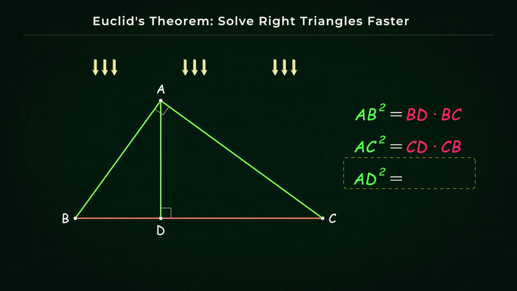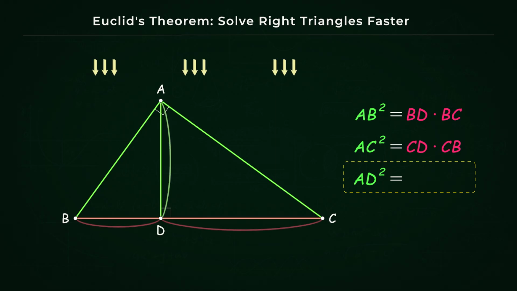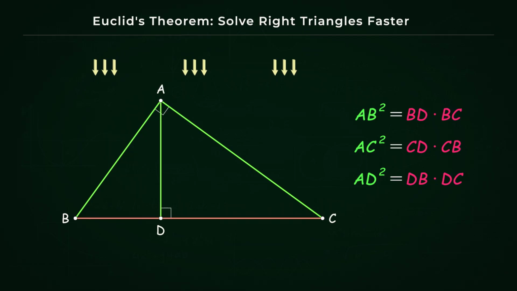Finally, let's look at AD squared. This one is the easiest to remember. AD splits the hypotenuse into 2 parts, and its square is simply the product of those 2 parts. So AD squared equals BD times CD. We now have all 3 formulas of Euclid's theorem.